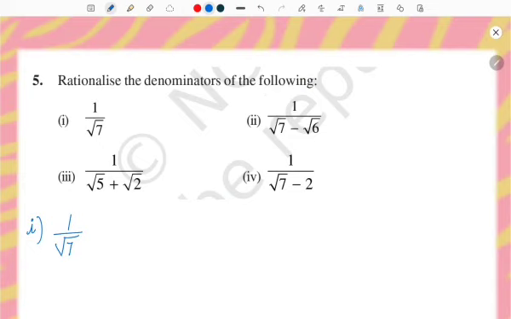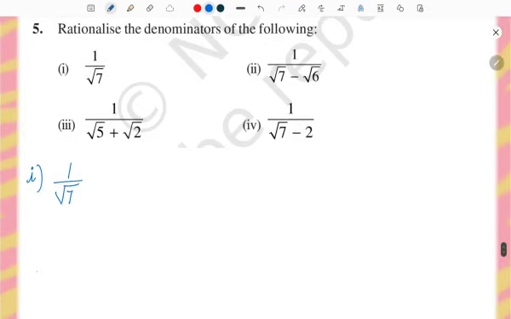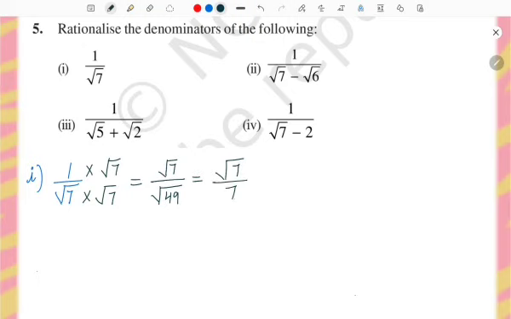What did we learn? We are going to multiply both the numerator and denominator by root 7 so that we get the denominator as a rational number. 1 into root 7 is root 7. Root 7 into root 7 is what? Root 49. 49 is square of 7. So the answer I am going to get is root 7 by 7. The denominator has come out to be a rational number, so we are done. Let's move to the next one.